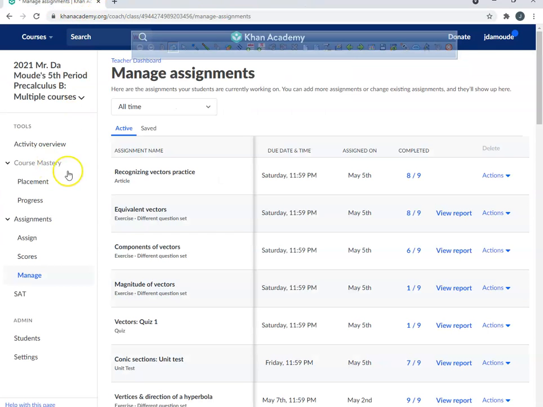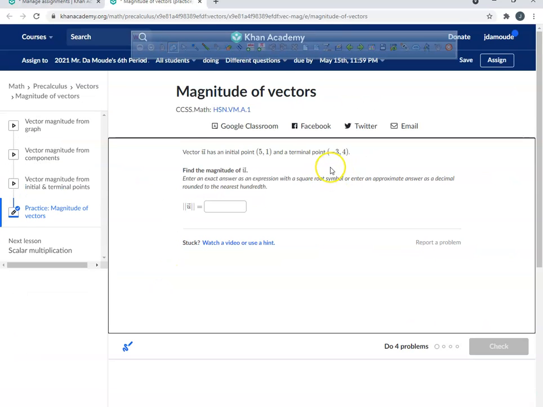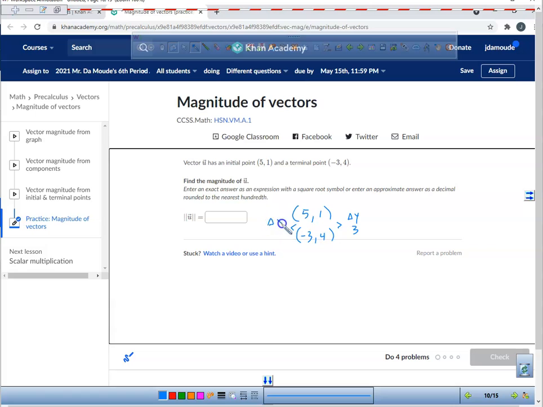And let's go over here and do one more. All right. So here we have an initial point of a 5 and a 1, and then the terminal point at a -3 and a 4. So what happened? What's the change in my y? It looks like it went up 3. What's the change in my x? It went from 5 all the way down to a -3. So it looks like it dropped 8.